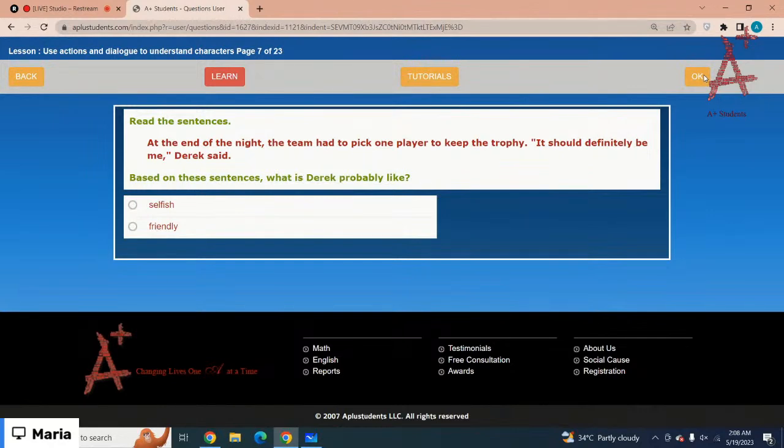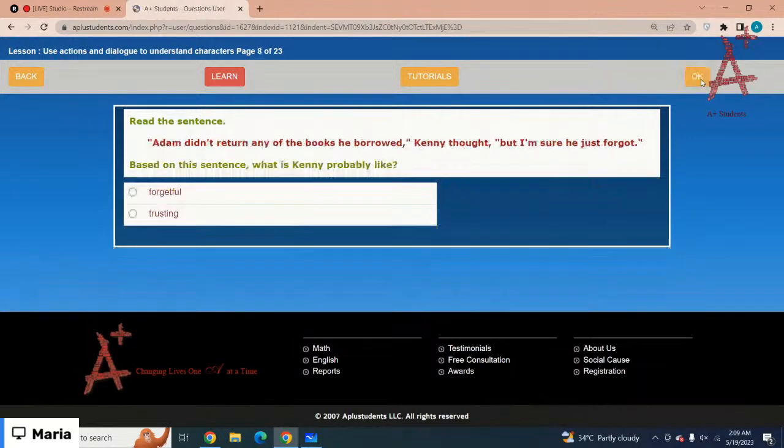At the end of the night, the team had to pick one player to keep the trophy. "It should definitely be me," Derek said. Which is the correct option? What is Derek probably like? Selfish or friendly? Yes, he is selfish, just thinking about himself. Adam didn't return any of the books he borrowed. Kenny thought, "But I'm sure he just forgot." So, based on the sentence, what is Kenny probably like? Forgetful, trusting.